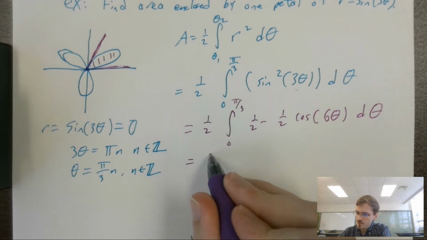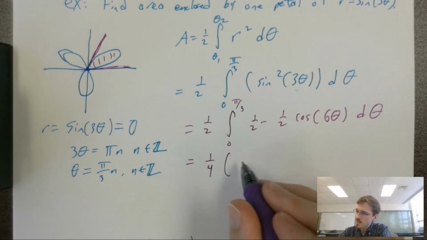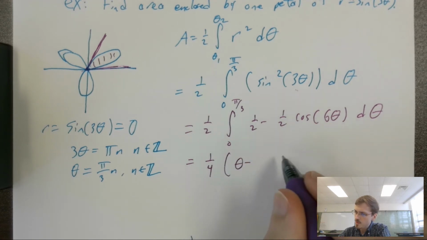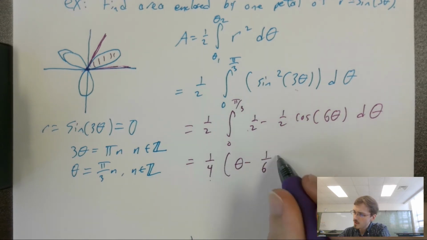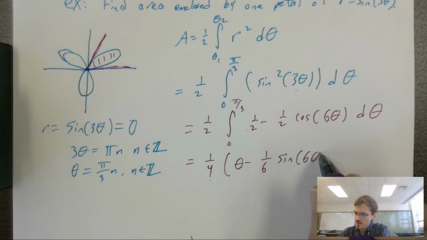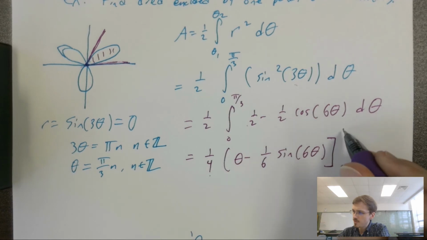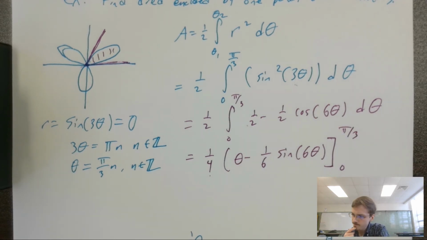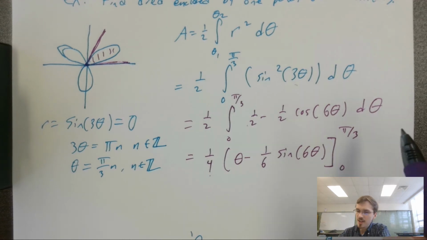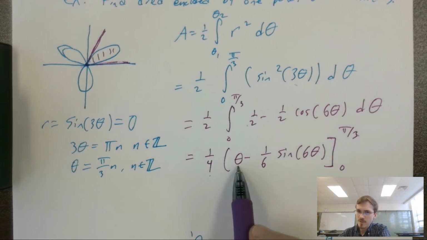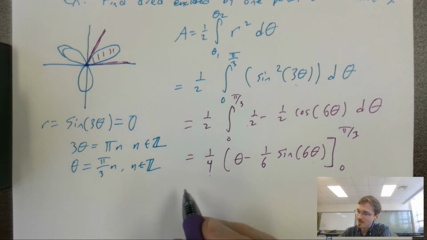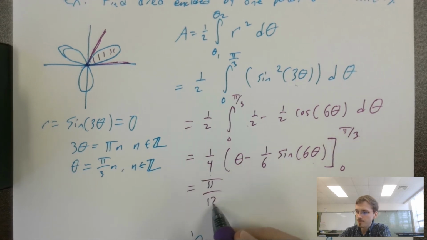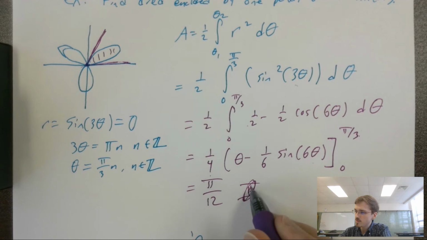Which is going to be equal to 1/4 times theta minus 1/6 sine of 6 theta. This 1/4, I just factored out the 1/2 here. I hope that's not confusing. And let's evaluate this from 0 to pi over 3. If I plug in pi over 3, that's 2 pi, and sine of 2 pi is 0. Similarly, as we saw before, sine of 0 is also 0. So we're left with just pi over 12. And that is not so bad.